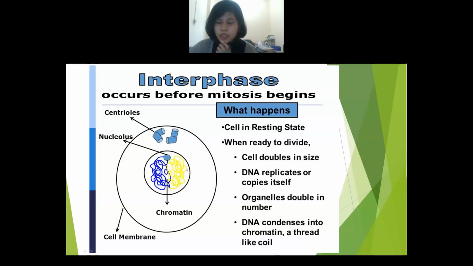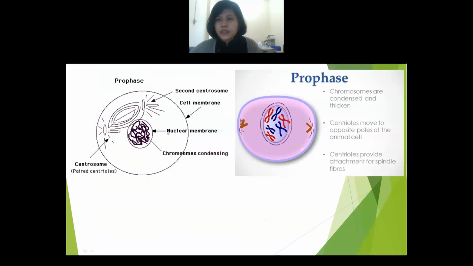And what will you find in the interphase? The cell will double in size. Understand? It will become double the previous one. And the DNA will replicate. They will copy the exact copy from the previous cell. And the organelles inside the cell also become double. And the DNA condenses into chromatin tetrad-like coils. And this is the DNA. They will coil around each other.